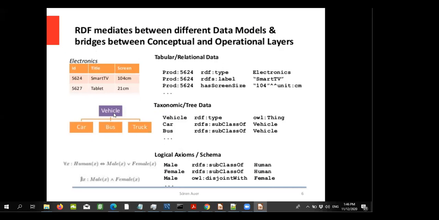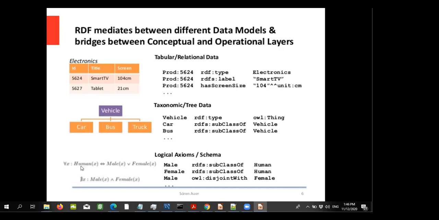Now look at the relationship here. Vehicle has subclasses of car, bus, truck. But look at how we represent it here. Vehicle is a thing. Vehicle is a type of thing. Everything in the world is a thing. Car is a subclass of vehicle. Bus is a subclass of vehicle. This is how we represent this structure.